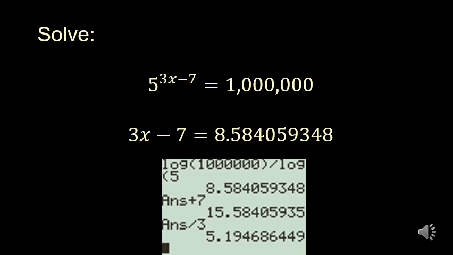Now, I'll be honest and say if I was doing a problem like this, I would not write anything down except the final answer. I'd start by dividing the logs on my calculator, which I did. And then I look at the exponent and I think, what do I have to do to get x by itself in the exponent? Well, I've got to add 7 onto what I already had, so I just type plus 7, enter. And then I've got to divide by 3, so I hit divided by 3, enter. And right there it tells me that the final answer to this is about 5.19. Again, log 1 million divided by log 5, find that answer, add 7, and then divide by 3.